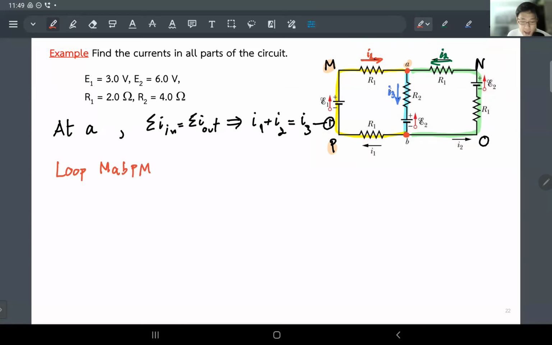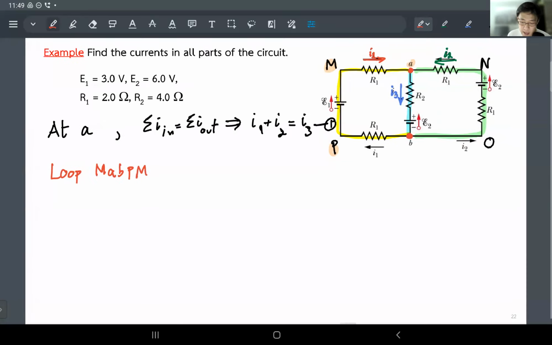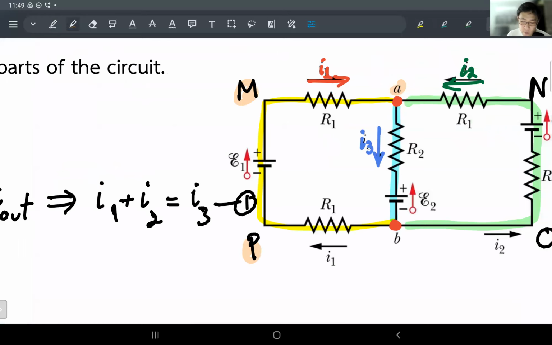Now I'm going to use the loop rule. Guys, I'm going to walk just like what we did before. I'm going to start from the upper left corner. That's the starting point of my loop. Let's go, guys. Go ahead.